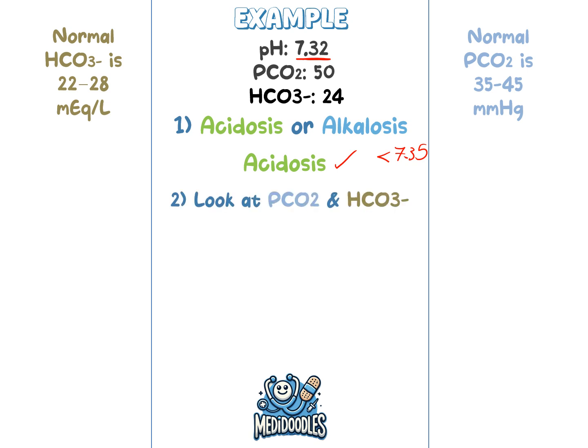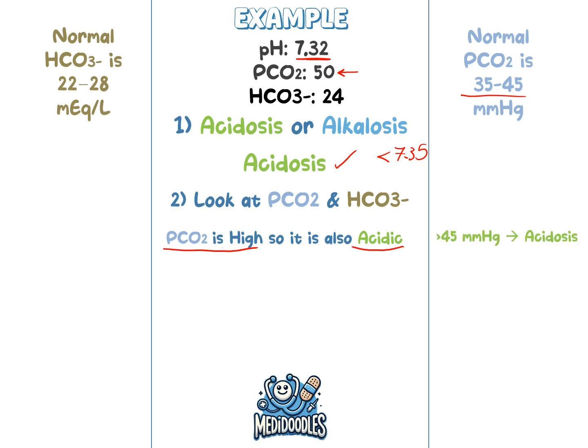The second step, we look at carbon dioxide and bicarbonate. Let's look at carbon dioxide. Is carbon dioxide normal? No, it's not. Okay, so carbon dioxide here is their normal value, and this one is above 45. Now, remember we said when carbon dioxide is high, more carbon dioxide means more acidic. So here, more than 45 means acidosis for carbon dioxide.